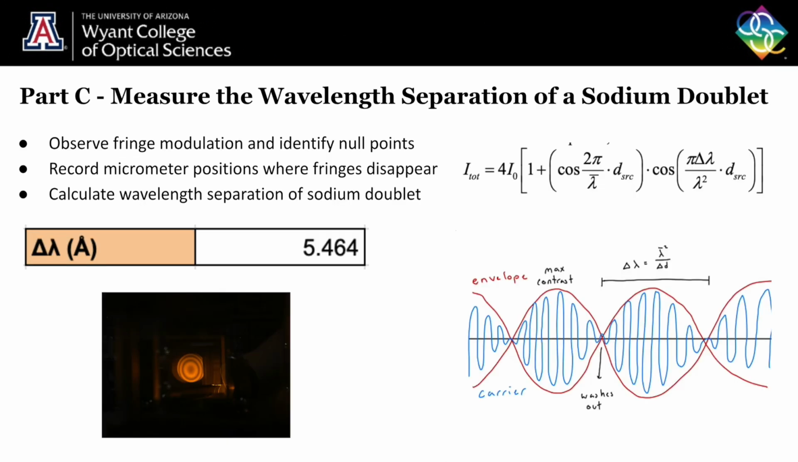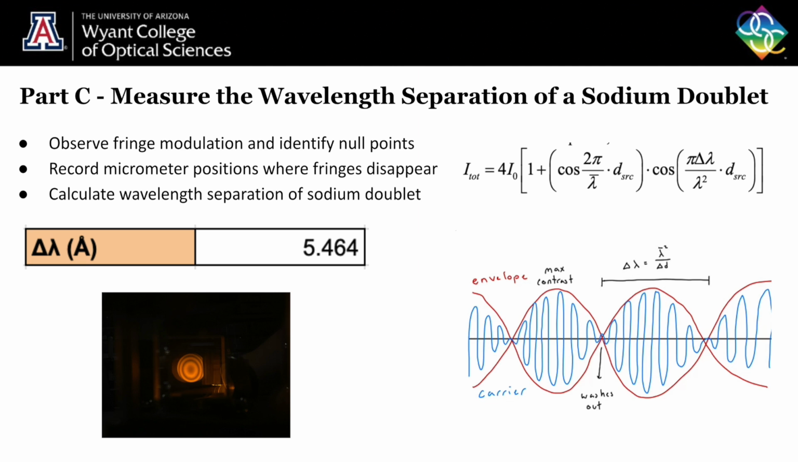In Part C of this lab, we measured the wavelength separation of a sodium doublet. To do this, we first had to identify the null points, which are points of minimum fringe visibility. Once we identified these points, we recorded the distance between them by moving the micrometer and recording both our starting positions and our ending positions. We used this data in our calculations.